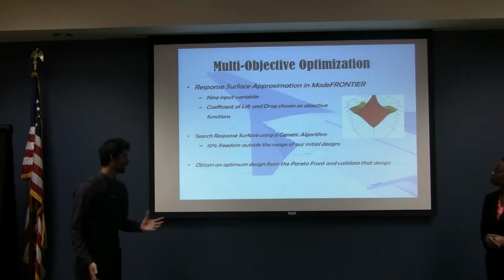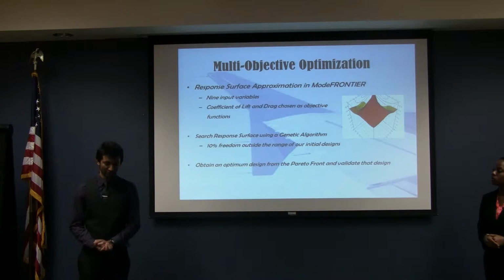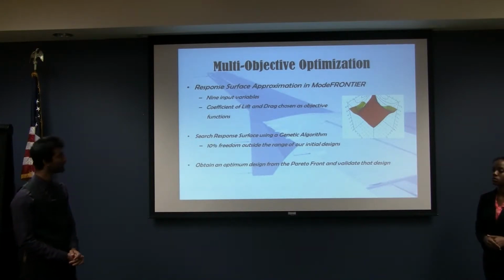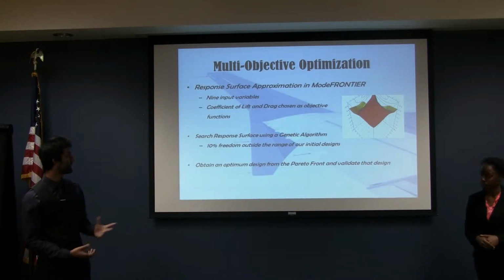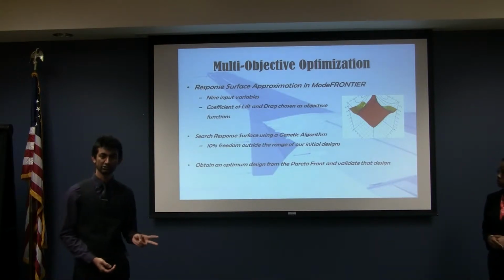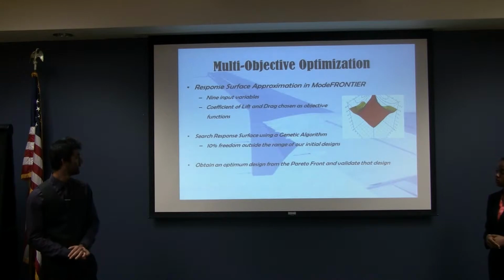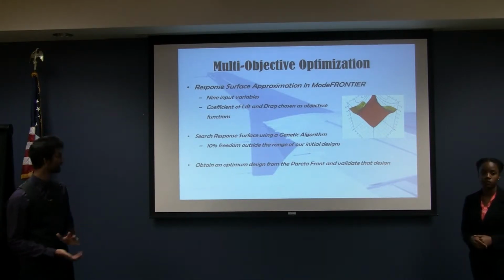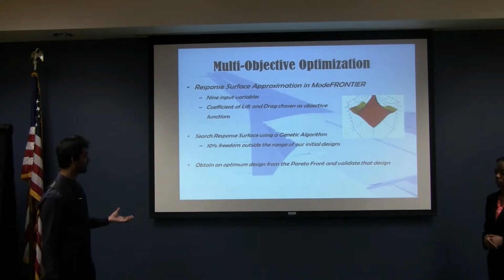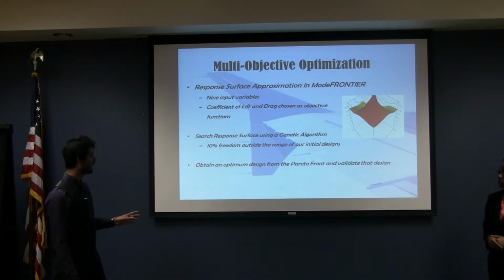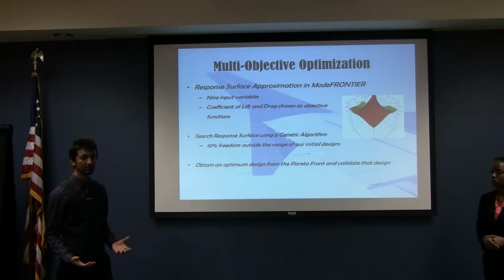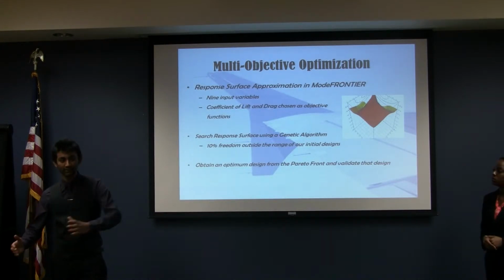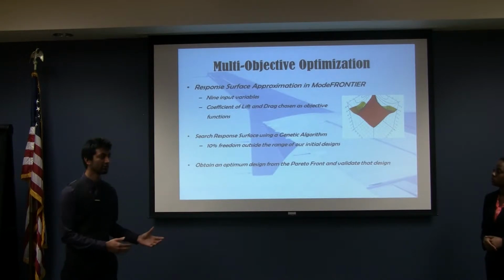Now this is the multi-objective optimization. This is the bread and butter of this project. We'll be using a response surface approximation in a software called modeFRONTIER. We'll have 9 input variables and 2 objective functions, lift and drag. This response surface will be created using radial basis functions. The response surface will be searched using a genetic algorithm to find an optimum Pareto design. This Pareto design will be validated both through CFD and through experimental results in the wind tunnel.